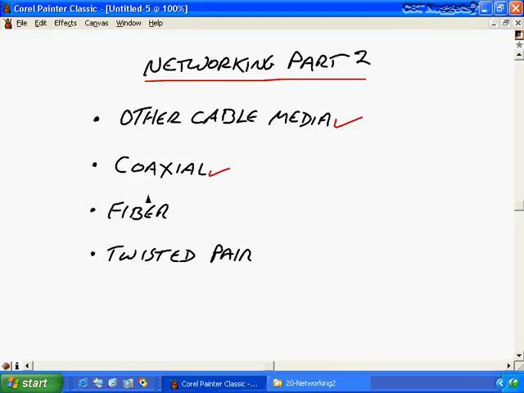One of those will be coaxial, which is kind of a declining standard. We don't use it as much as we used to, but a faster standard and a better standard would certainly be fiber. Of course, in most local area networks, you're more likely to see twisted pair cabling, and we'll identify some characteristics of this cable as well.